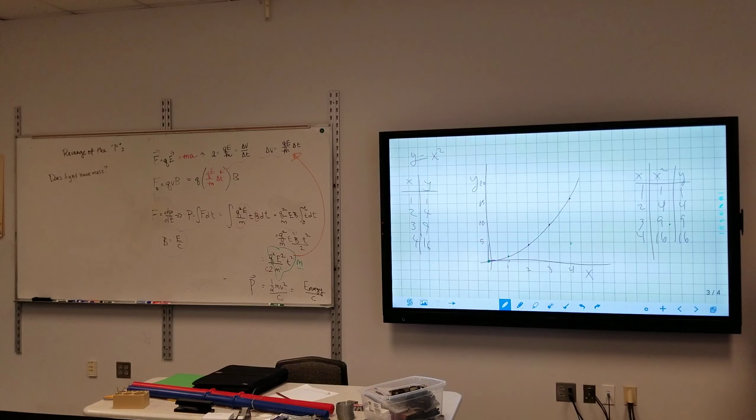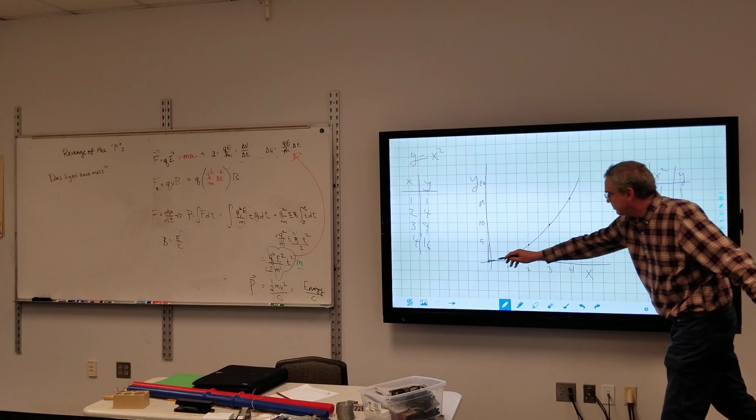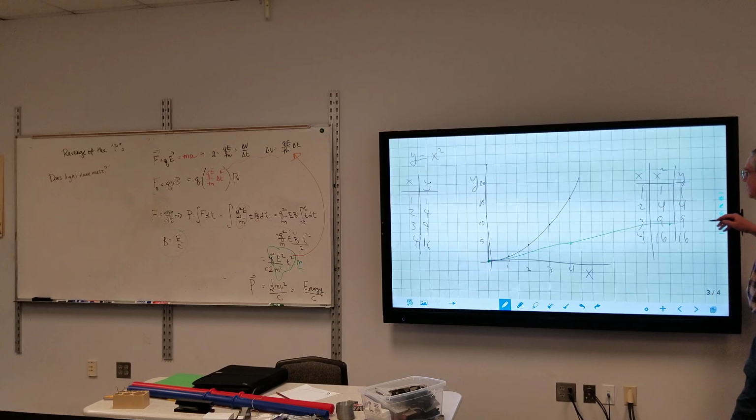What would that graph look like? A line. That's a straight line. We'll pretend that's straight. Today's straight line. So now, if it comes time to doing an analysis, which is easier to analyze? The line.